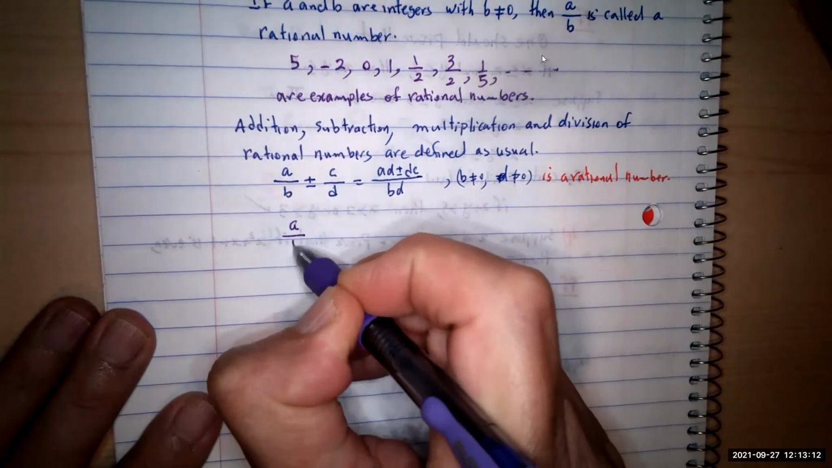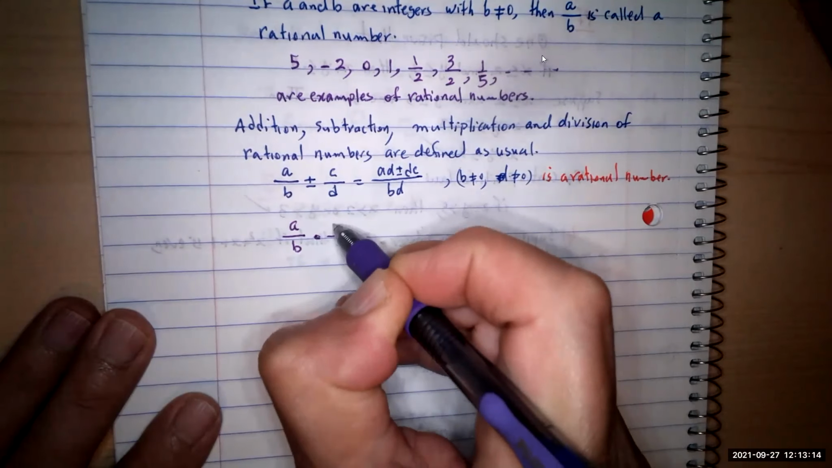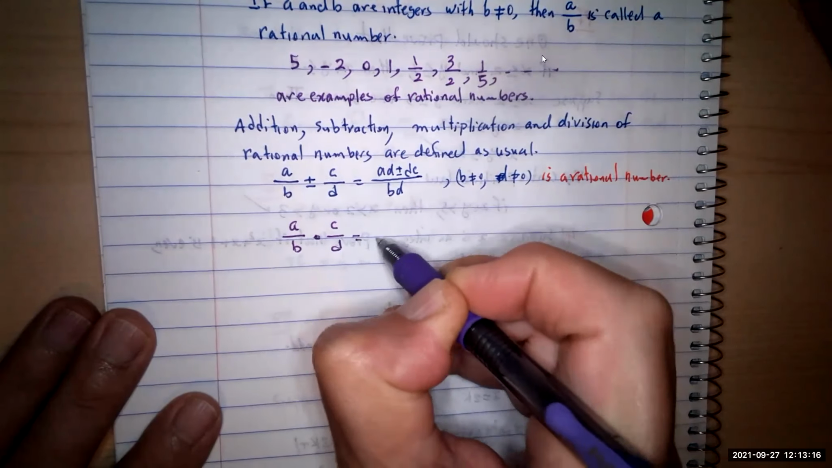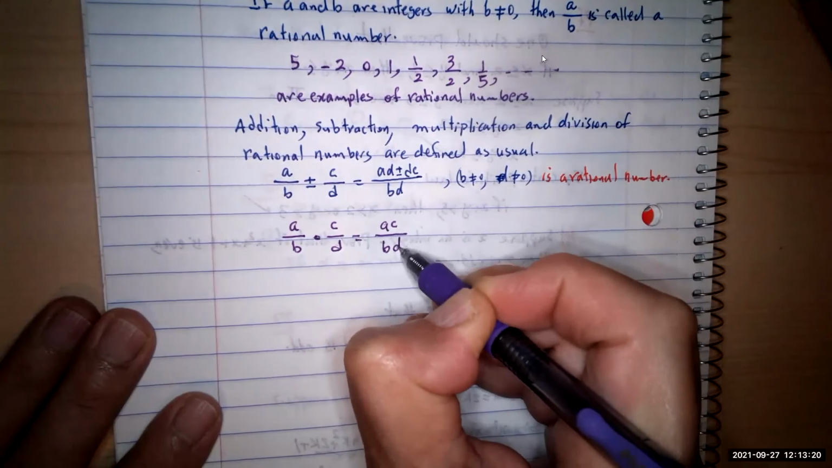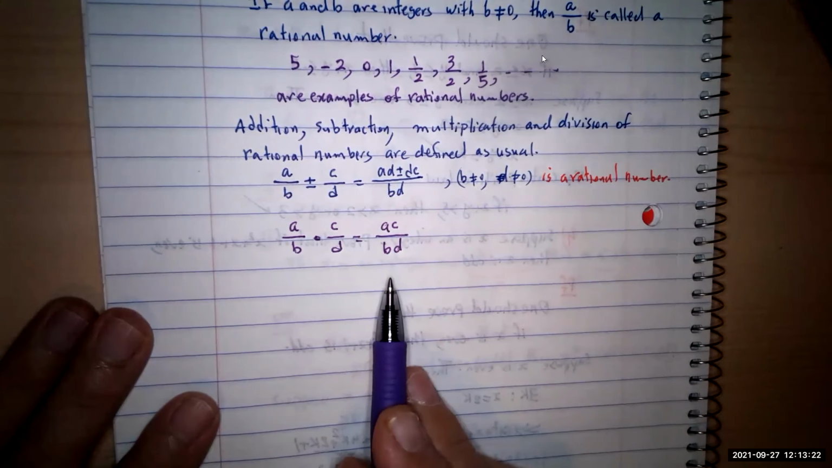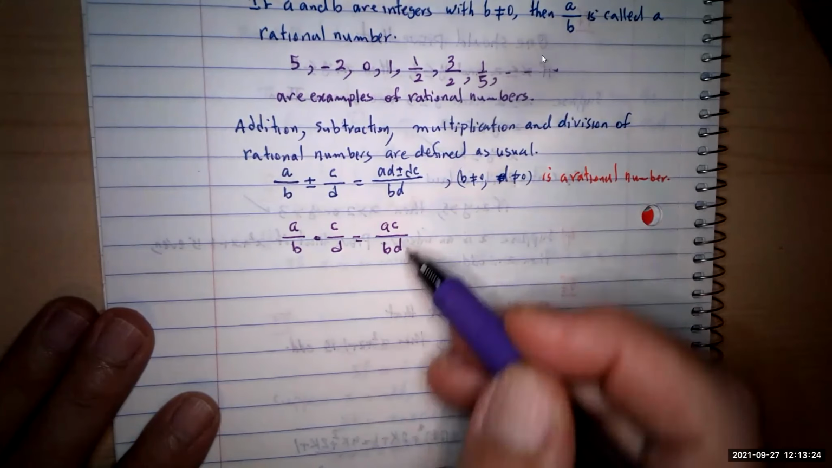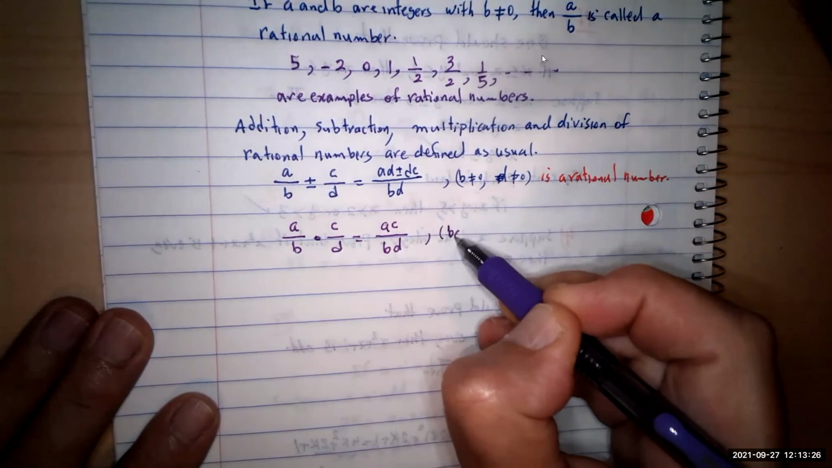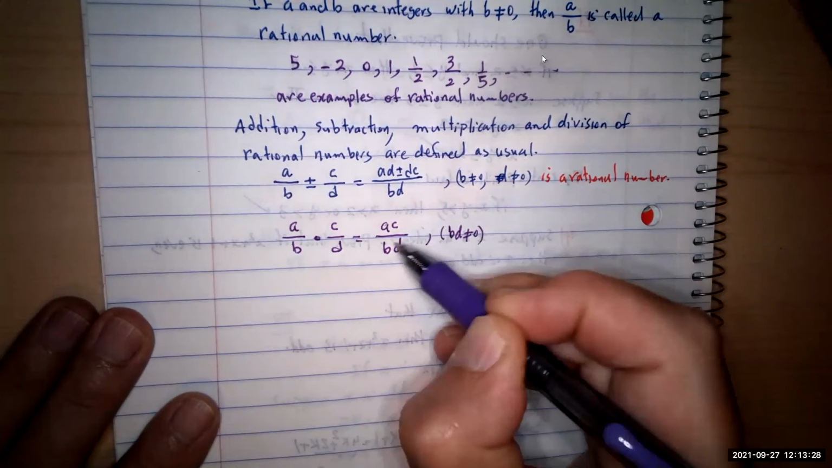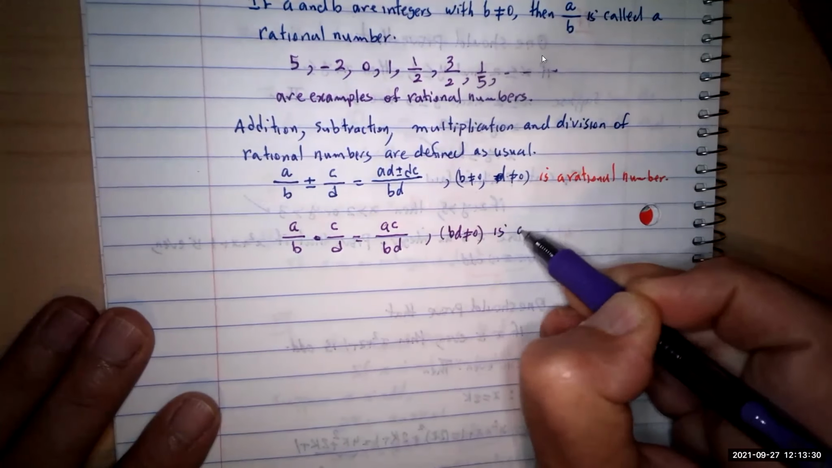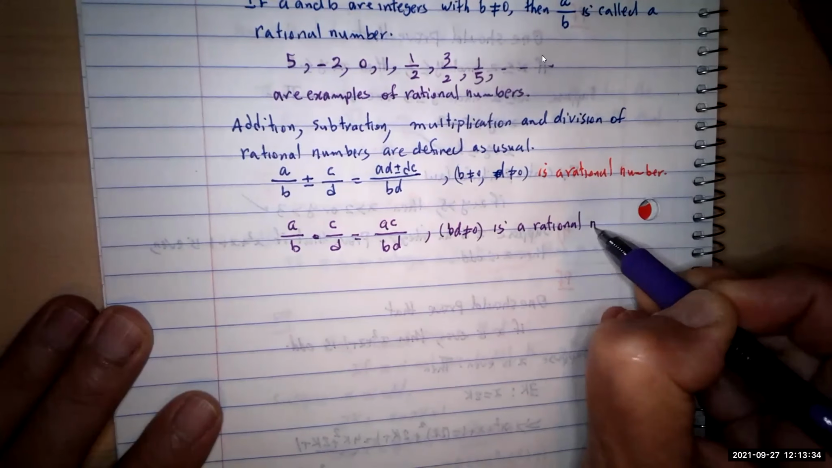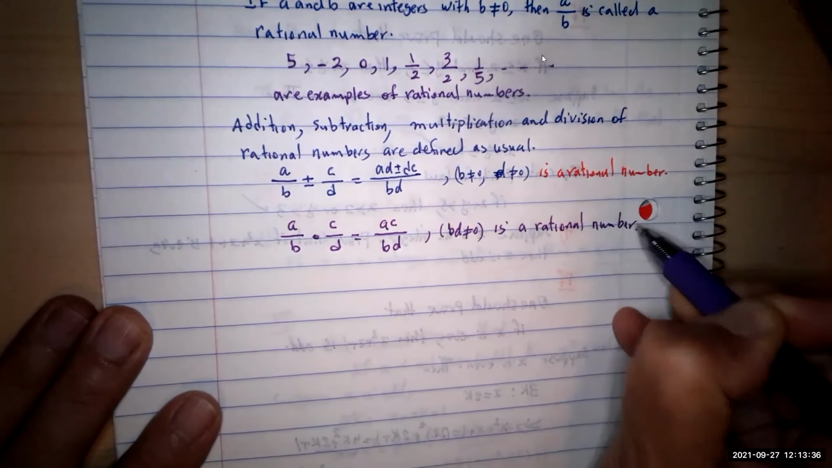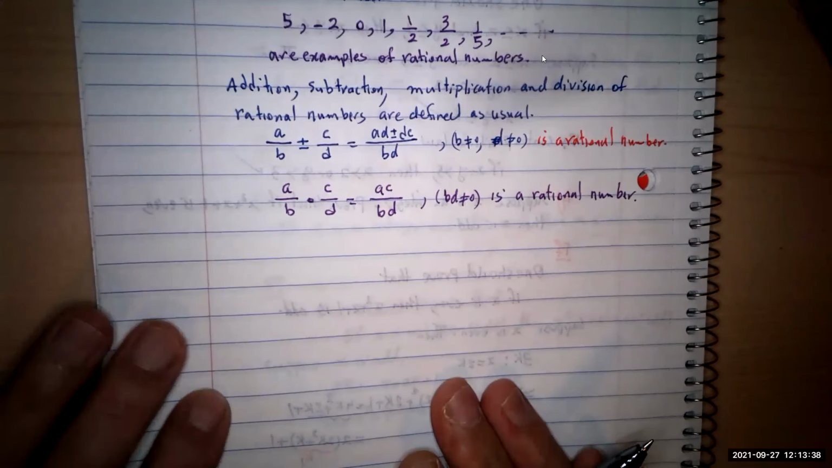Then multiplication is easy. If you have A over B, you can multiply by C over D. You multiply the tops together and the bottoms together. Again, this denominator is never zero, so BD is not equal to zero. So this result is a rational number. So the product of two rational numbers is a rational number.